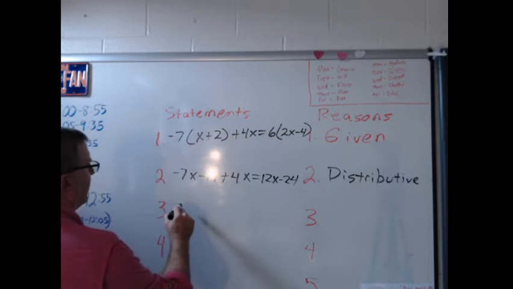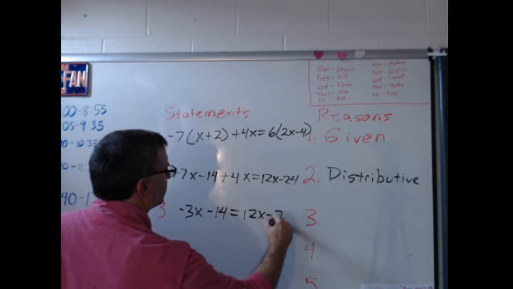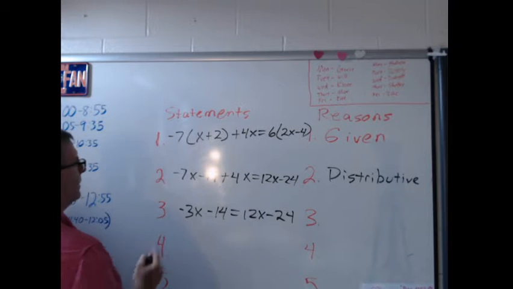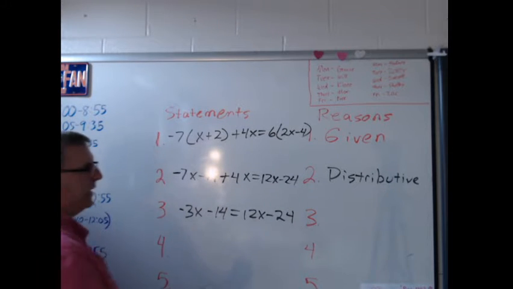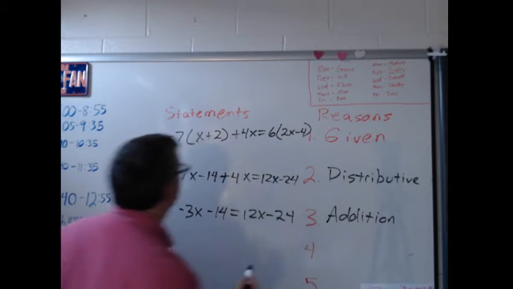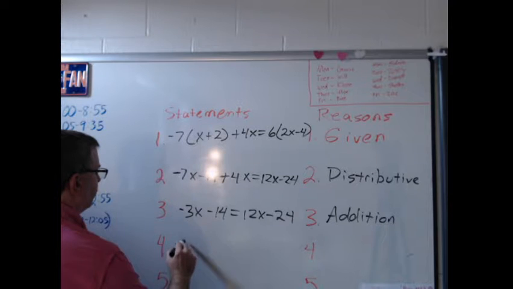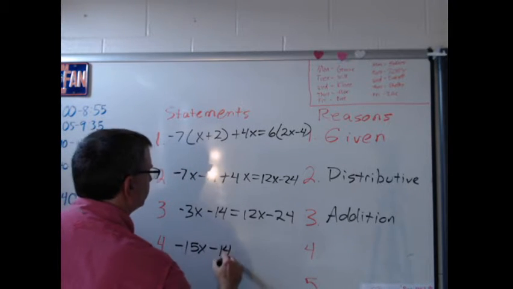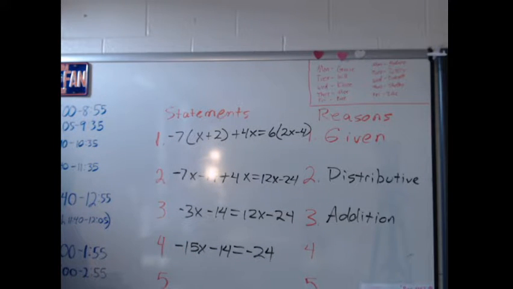Okay, now in the next step, I think they have it like this: -3x minus 14 equals 12x minus 24. Now I took -7x and added 4. Okay, addition. Or it could be subtraction, to where if you took 4x minus 7, subtraction or addition would be useful there. Okay, then the next step is this. So what did I do there?